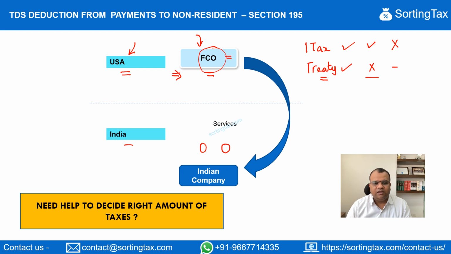The benefit under the tax treaty cannot be given if a tax residency certificate is not available for the foreign company. So from your perspective also, if you are withholding a particular amount of tax, these three documents you should always request and have before you give any benefit under the tax treaty.